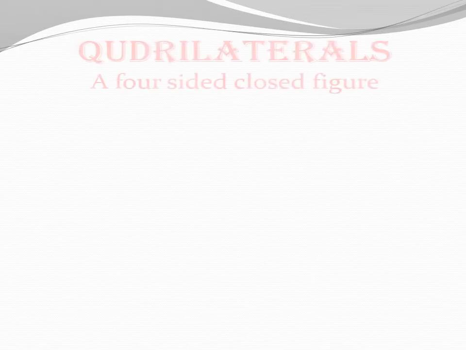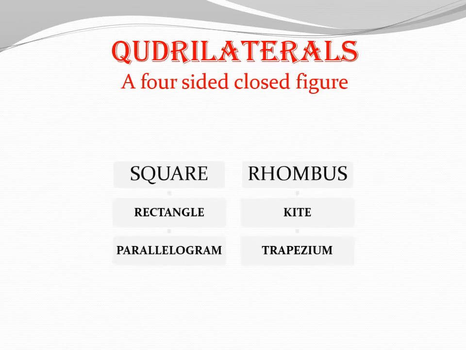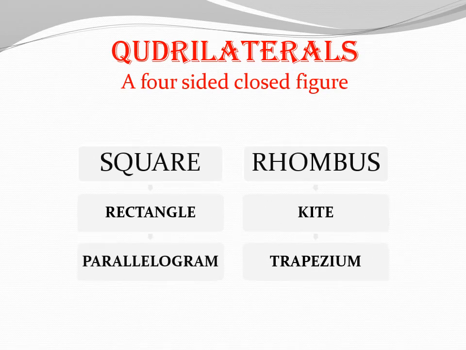Next is quadrilaterals. A four-sided closed figure is called a quadrilateral. There are 6 kinds of quadrilateral. The first one is square, then rectangle, parallelogram, rhombus, kite, and trapezium.